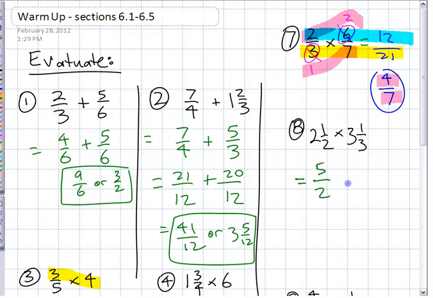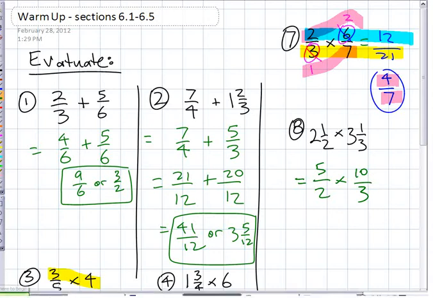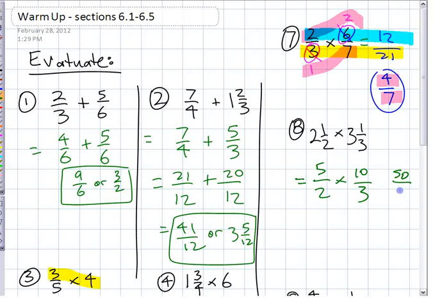That's 5/2. This is 10/3. I think that's easier because now all you have to do again is multiply the tops, multiply the bottoms. You could say that the answer is 50 over what? Over 6. Which is actually 25 over 3.